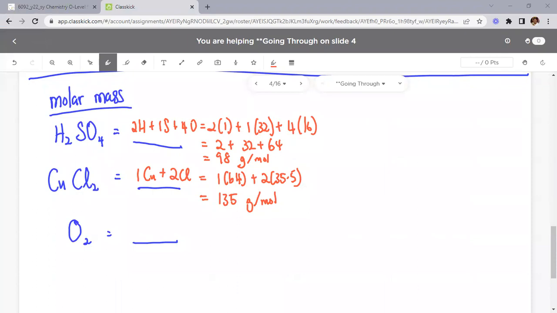Last one, the simpler one, O2 is made out of 2 oxygen. So this is equivalent to 2 times 16. So this will be 32 grams per mole. That is, 1 mole of oxygen actually has a mass of 32 grams.